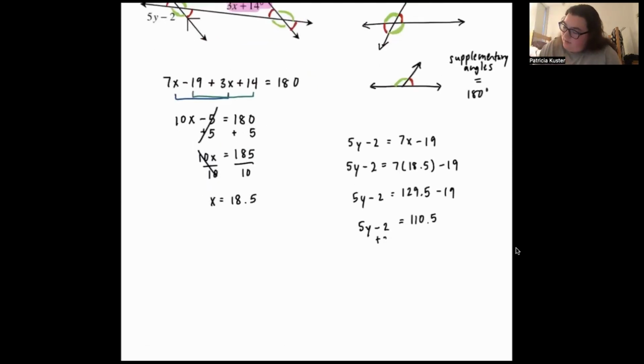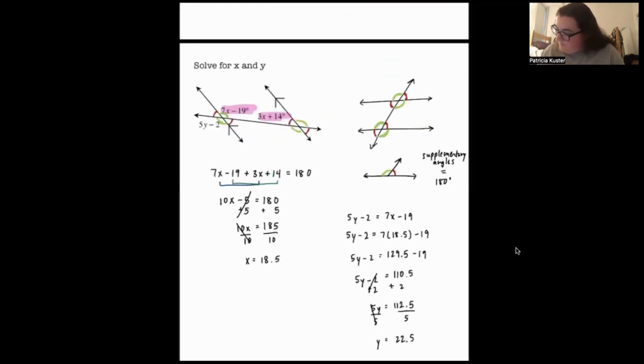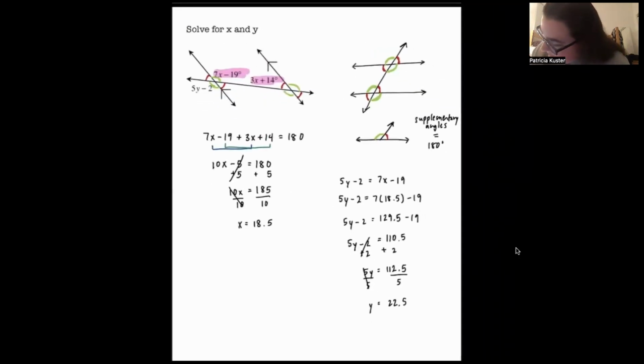And I'm going to add 2 to both sides, again using that inverse operations principle. I'll get 112.5, and that cancels out this side. Then divide by 5, again inverse operations. And 112.5 divided by 5 is 22.5. So the answer to this problem is x equals 18.5 and y equals 22.5.